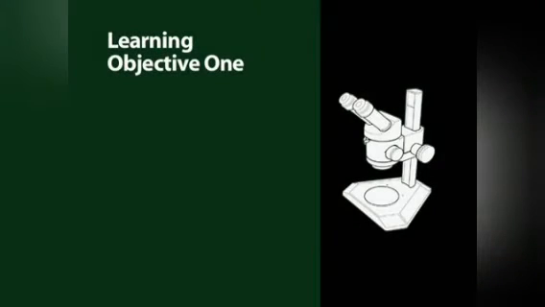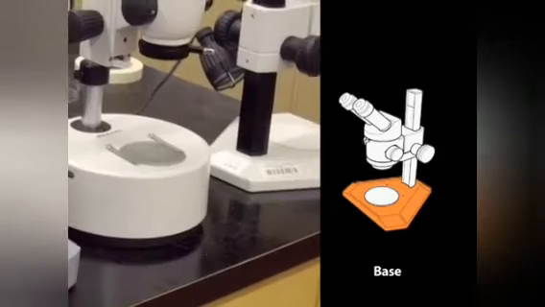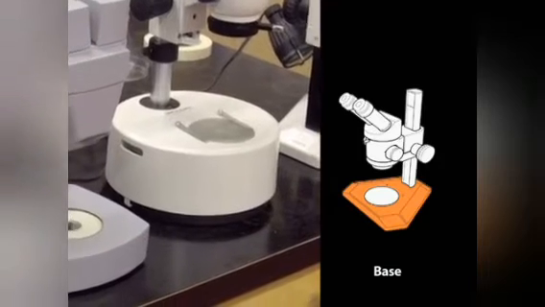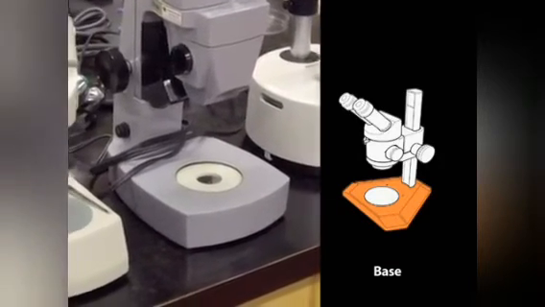Learning Objective 1. The learning objective in this section is to identify and describe the functions of the basic parts of a stereo microscope. The base of the microscope is what holds up the other parts. It may be very simple or quite complex.